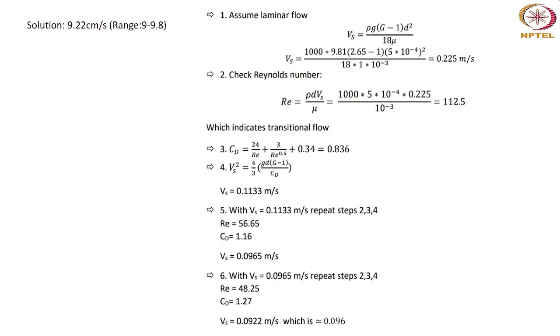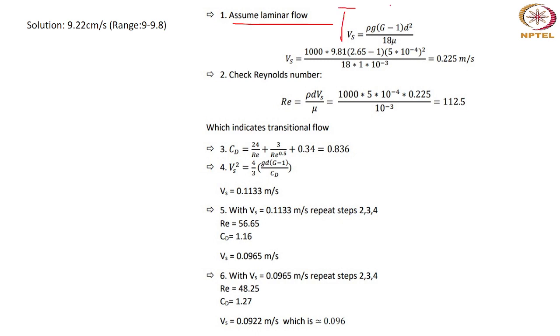Right. So the correct answer is 9.22 centimeter per second. So congratulations, you guys, very good. You solved it very quickly. So what is here? First, we have to assume it as laminar flow, right? So in case of laminar flow, we start from here and do trial and error to get the right answer. In case of laminar flow, we know the Stokes formula.